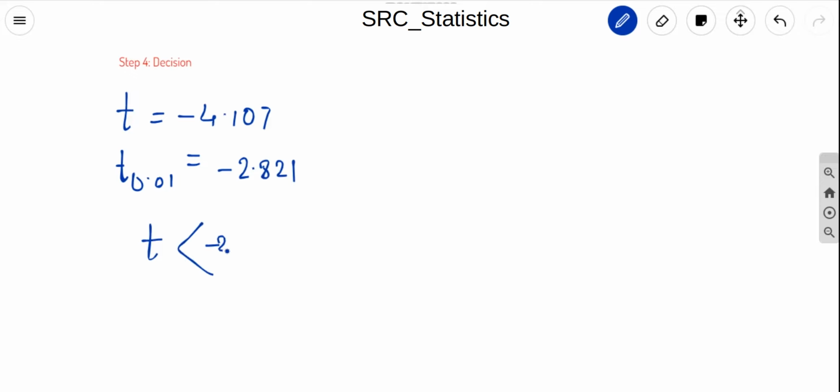Now we come to step 4, that is the decision. Our calculated value of the test statistic was negative 4.107 and the critical value of t for alpha equal to 0.01 and degrees of freedom 9 is negative 2.821. We can see that the calculated value of t is less than negative 2.821, that is, the test statistic lies in the critical region. Therefore, our decision will be to reject the null hypothesis H naught.